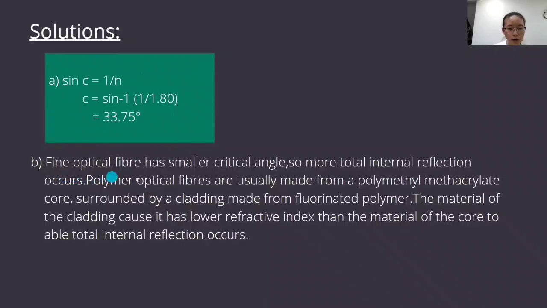And this answer is for the advantage of the fine optical fiber. Fine optical fiber has a smaller critical angle, so more total internal reflection occurs. Polymer optical fibers are usually made up of a polymethyl methacrylate core, surrounded by a cladding made from fluorinated polymer. The material of the cladding has a lower refractive index than the material of the core to enable total internal reflection to occur.